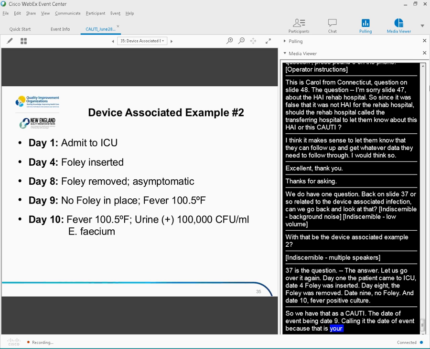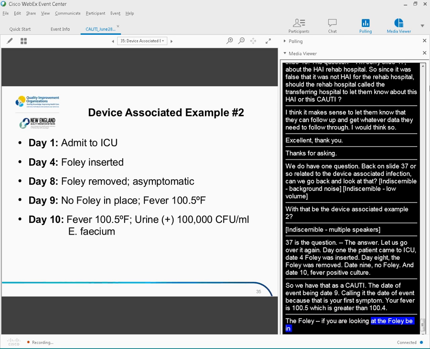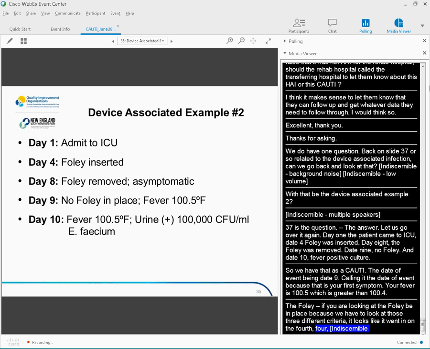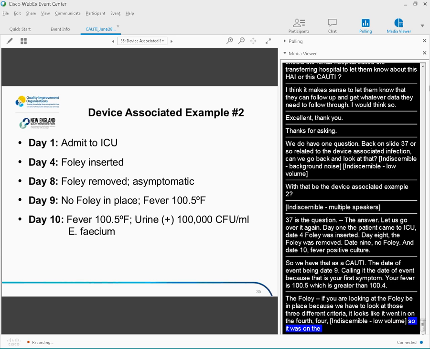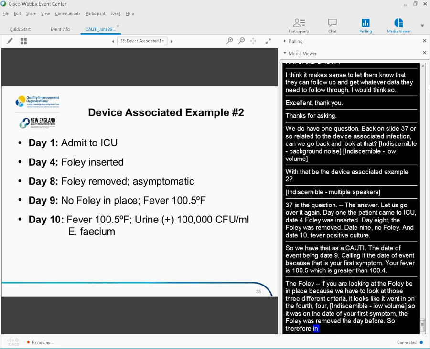The Foley, and if you're looking at the Foley being in place, because we have to look at those 3 different criteria, it looks like it went in on the 4th, 5th, 6th, 7th, 8th. So it was on the day of your first symptom, the Foley was removed the day before. So therefore, in addition to the positive culture, you meet all 3 criteria. So hopefully that makes sense.